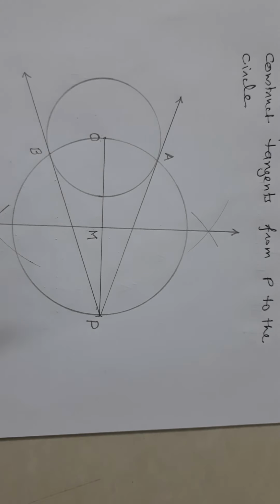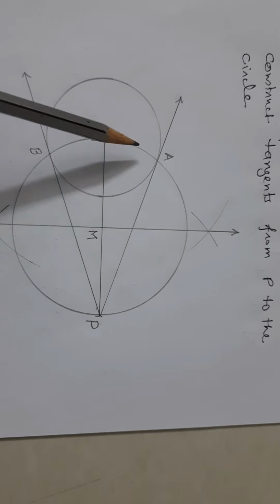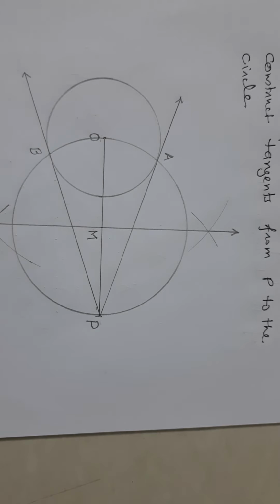Then we draw two rays, which we call tangents, PA and PB. So there are two tangents that we have drawn. This is how this construction is done.